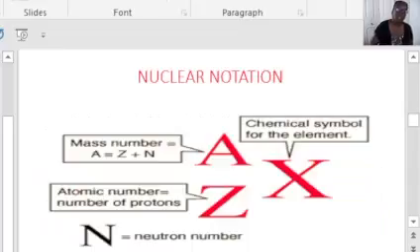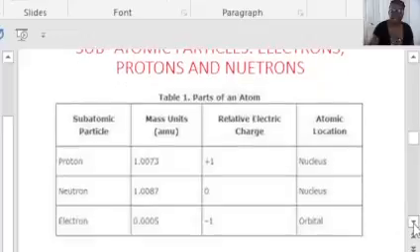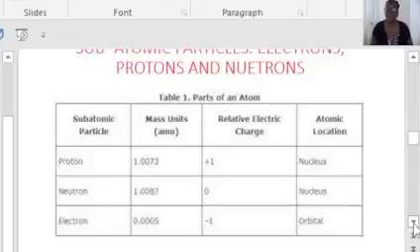Alright, so let's go right into part 2 of the lesson. Now, we spoke about all the particles such as electrons, protons, neutrons, but we are now giving them a name. They are referred to as subatomic particles. If we look closely at this table, we will see it has details in regards to the mass units, relative electron charge, and also the atomic location.